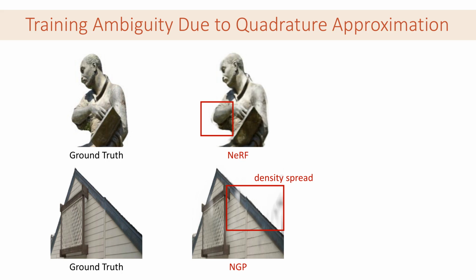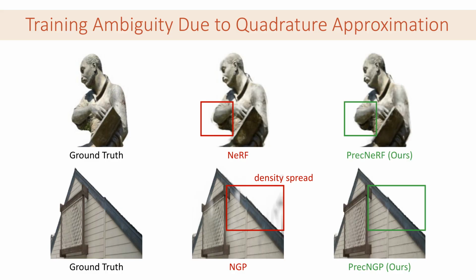It can be seen that the surface of the object exhibits a spread of density, as highlighted by the red box in the figure. This observation aligns with our theoretical derivation, providing evidence that the quadrature approximation leads to ambiguous density prediction. The images in the rightmost column are rendered using models trained with our method. It can be observed that the phenomenon of density spread is significantly reduced, leading to more accurate geometry and color reconstruction of the scene. So, let's introduce how we eliminate the training ambiguity caused by the quadrature approximation.